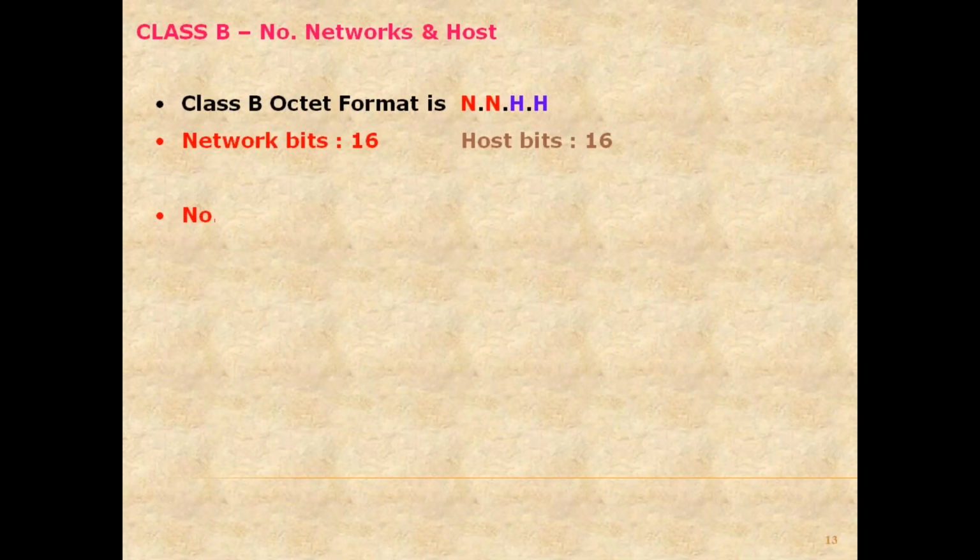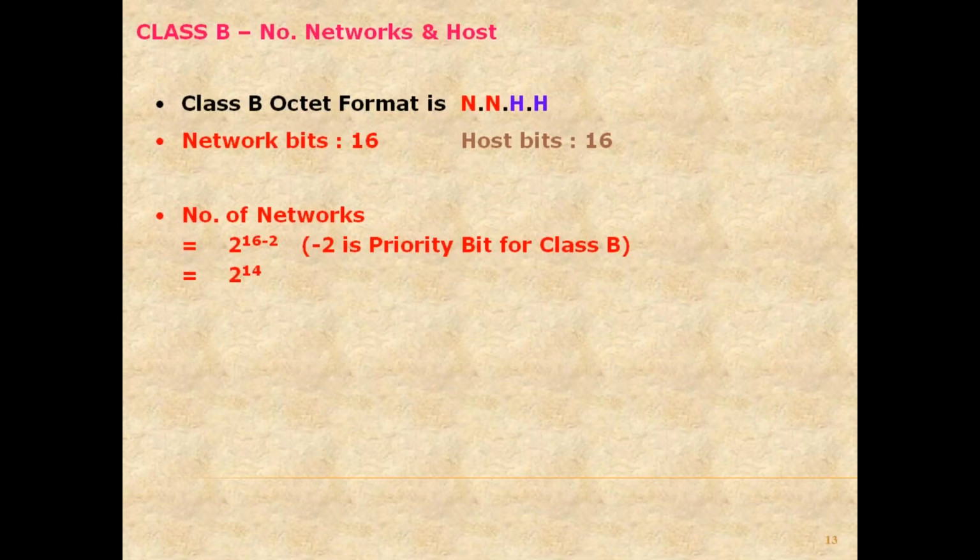So 2 power 16 minus 2 bits will be 2 power 14. So 2 power 14 is how much? 16,384. Although the range is 128 to 191, how many networks did we get here in total? 16,384 networks.